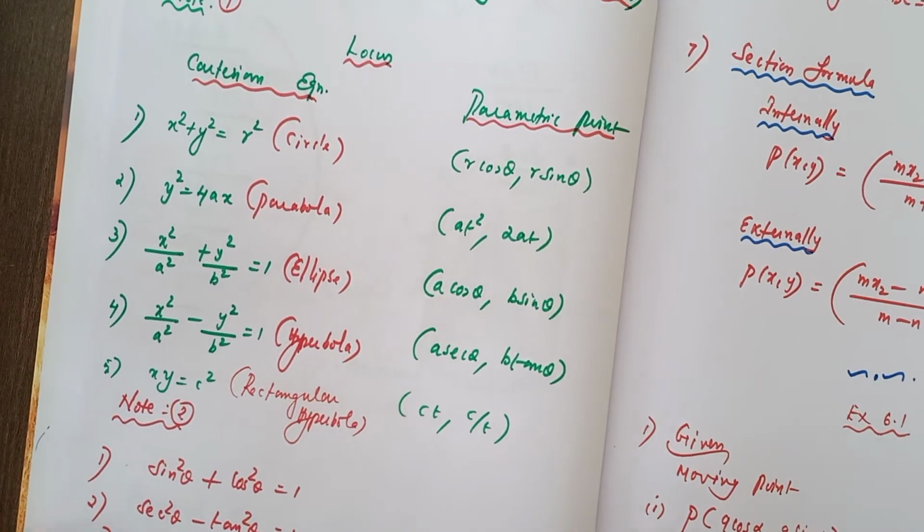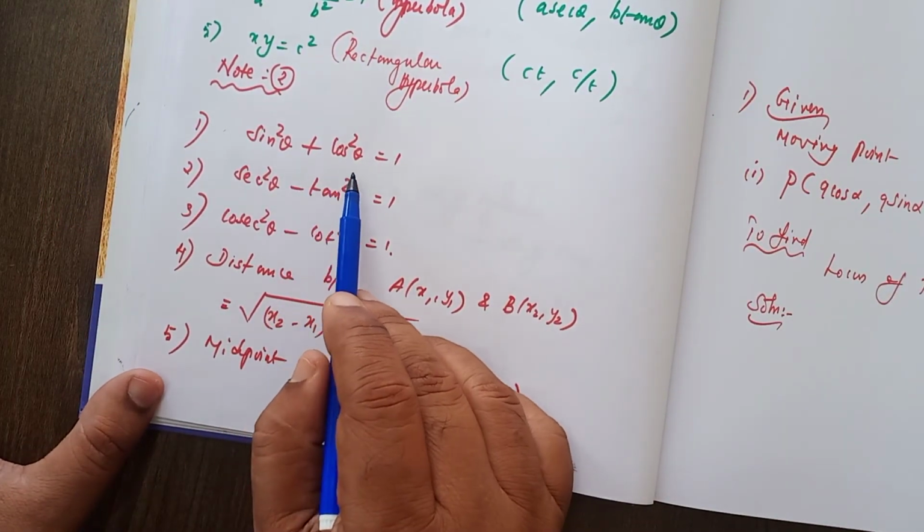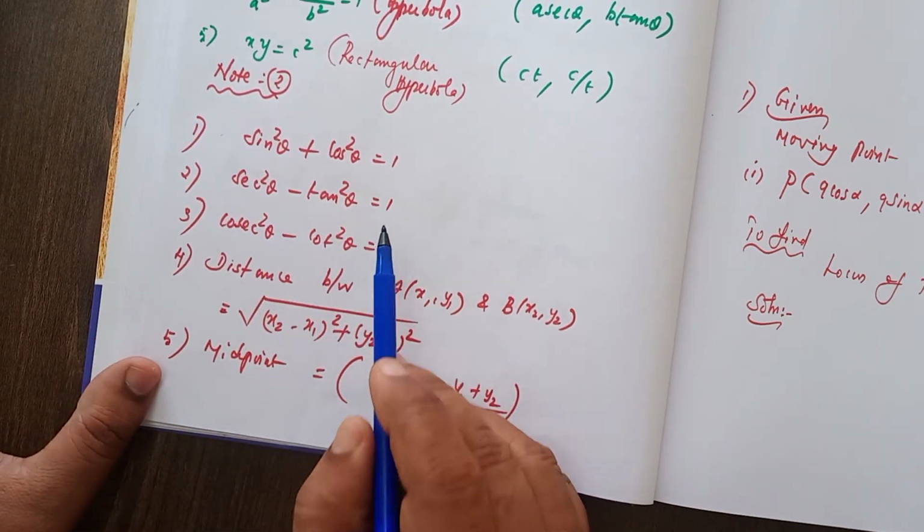Okay, sorry. Now note this one, sin squared theta plus cos squared theta is equal to 1. You know very well. Secant squared theta minus tan squared theta is equal to 1.